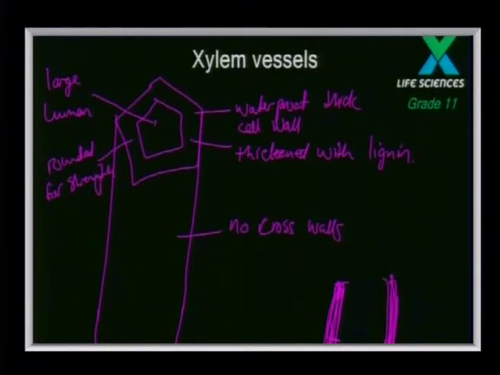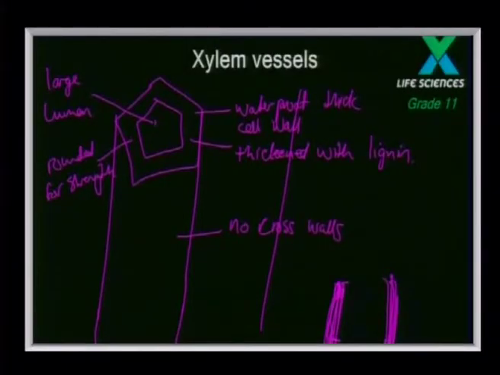Okay, but now because there are no cross walls and because this thing is thickened with lignin and it's waterproof, we need to make sure that we can get liquid. If this poor xylem vessel is full, it's got to be able to pass that liquid onto the one next to it. So we'd have another xylem vessel here and another one there. And how do we do this? The xylem vessel has little structures called bordered pits.